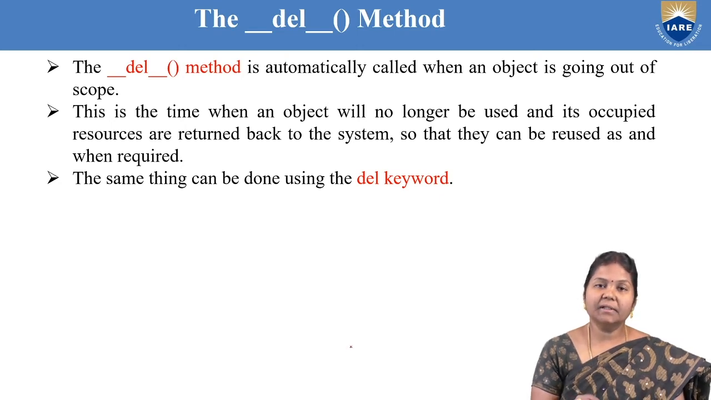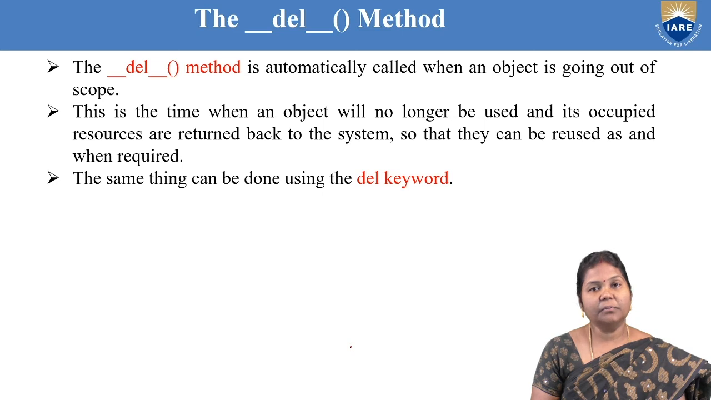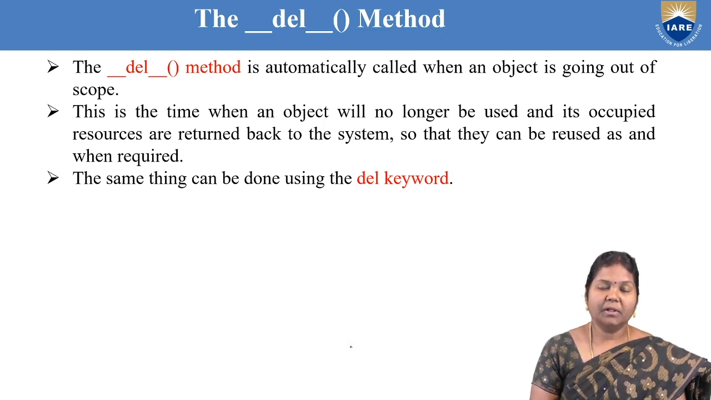This del method is automatically called when an object is going out of scope. Now what will happen when you use the del method?